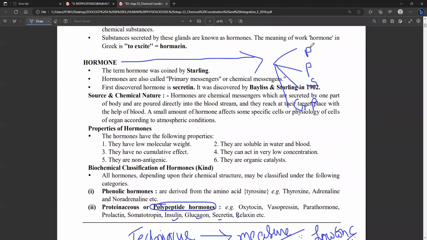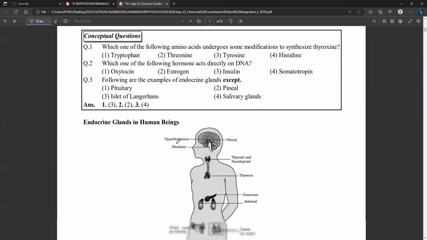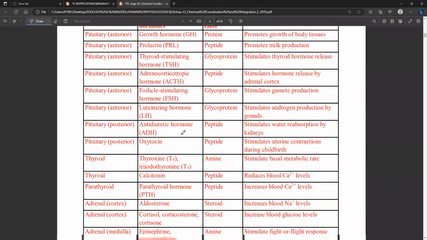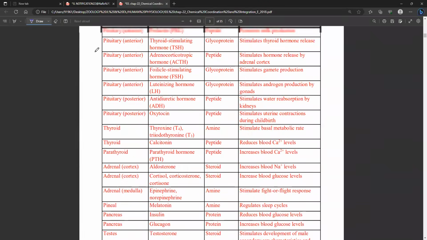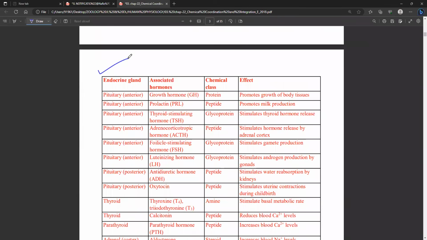So how to read the material? First, read the classification of the hormone. Then see here, for your better understanding, what we have done: we have kept all the hormones and from which gland they are releasing. Most important for the exam. Okay, most important for the exam.